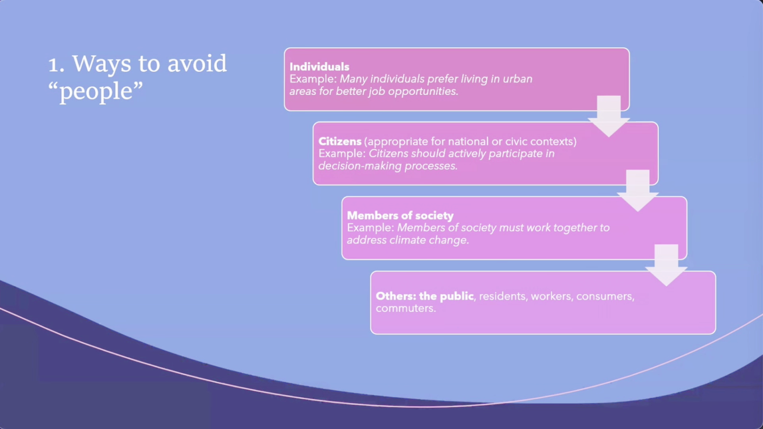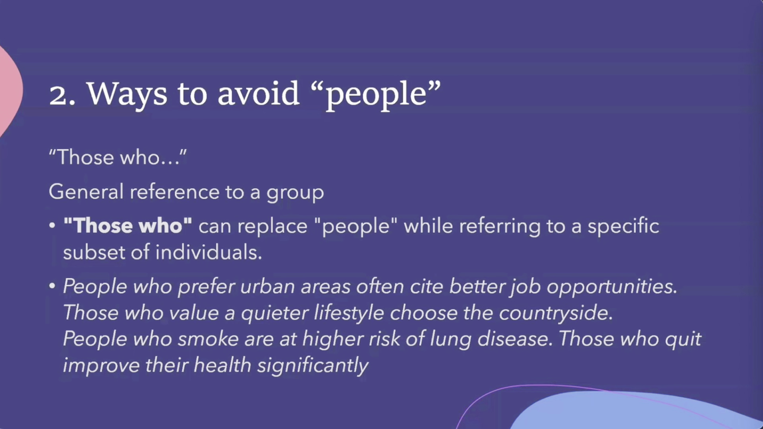And obviously we could try to use the passive voice. Another way to avoid saying people is to use the phrase those who. So those who has several meanings, but those who can replace people while referring to a specific subset of individuals. For example, people who prefer urban areas often cite better job opportunities. Those who value a quieter lifestyle choose the countryside. Another, people who smoke are at higher risk of lung disease. Those who quit improve their health significantly.